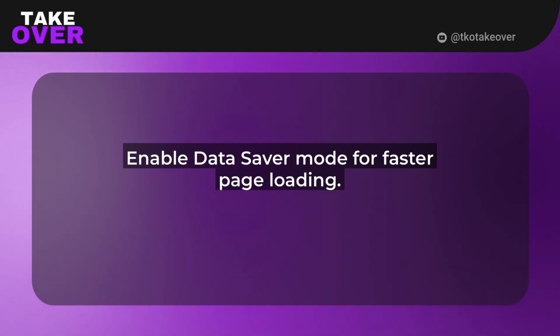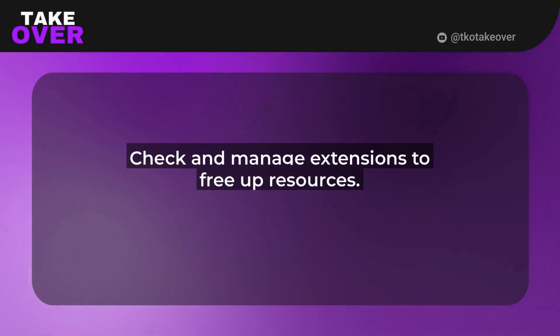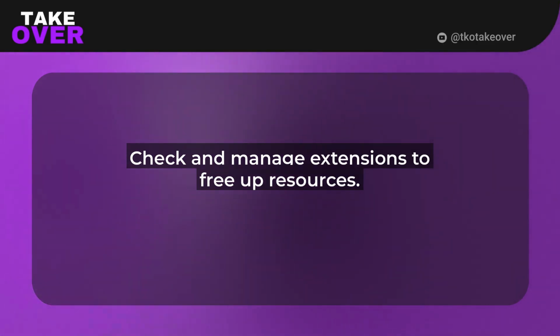Another tip: enable Chrome's Data Saver mode. This compresses web pages before they load, which not only saves data but also speeds up your browsing on slower connections. Find it in Settings under Bandwidth or Light mode. It's a game changer for mobile users.